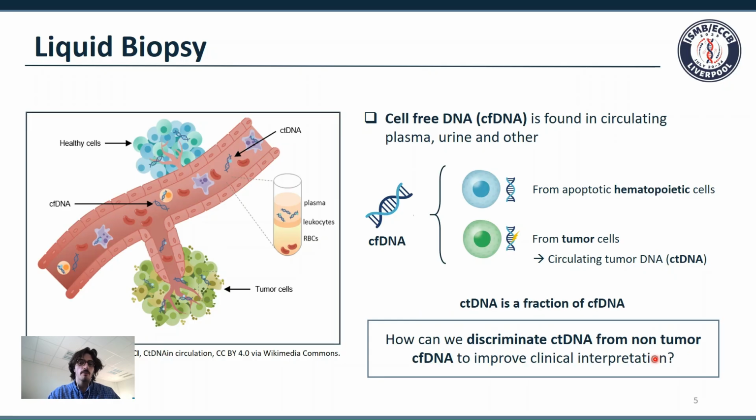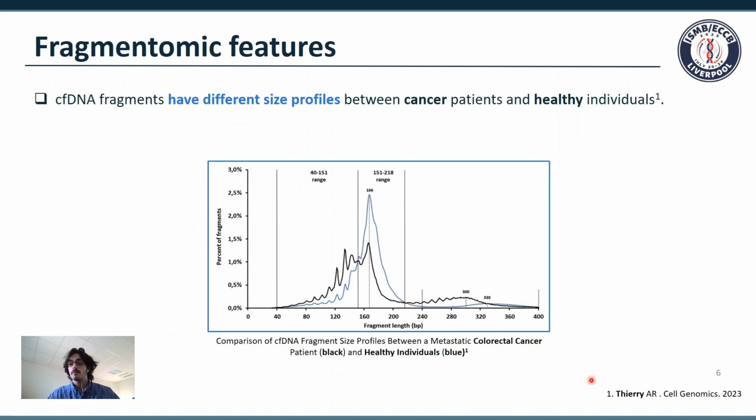However, a key challenge remains. Because ctDNA is highly diluted within the total cell-free DNA pool, how can we effectively discriminate ctDNA from non-tumor cell-free DNA to improve clinical interpretation? To do this, we turn to fRagmentomics. fRagmentomics is the study of DNA fragment features.